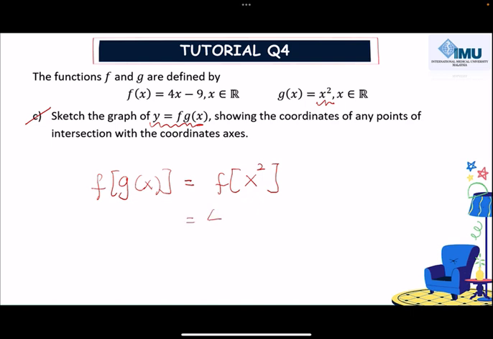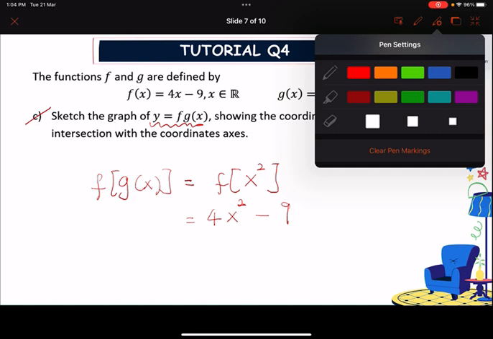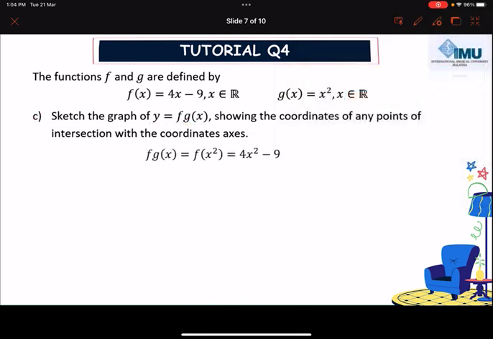You have 4x minus 9. Now this is x, that's why you have obtained x here. Our composite function now is no longer f(x), it's f(x to the power of 2). Hence, you're going to replace x with x to the power of 2 as well. This is the composite function f(g(x)).